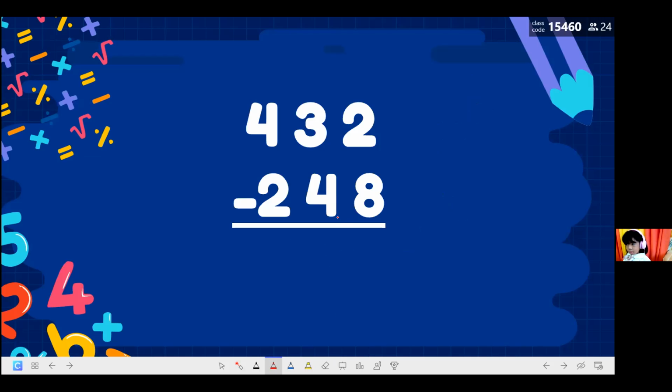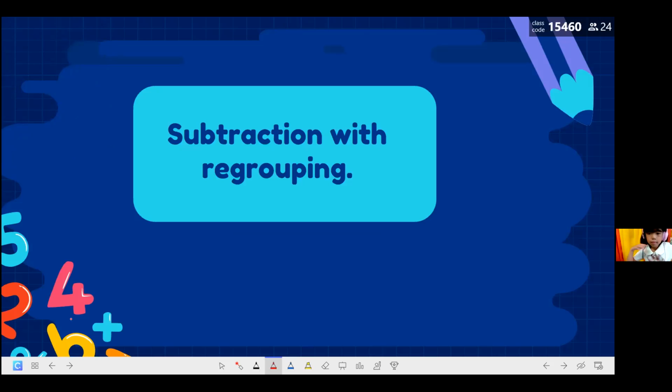Now, what do you call the subtraction wherein we exchange ones into tens and so on? This also happens when the minuend is smaller than the subtrahend. What do we call that subtraction? Subtraction with regrouping. Very good. I showed the slide before you answered, but I know you are familiar with this already.